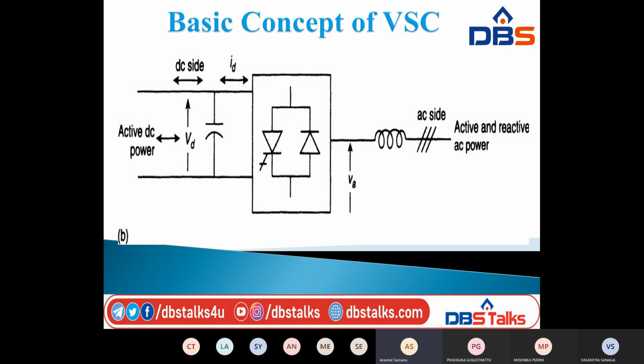For historical reasons it is often referred to as an inverter, even though it has the capability to transfer power in either direction. With a voltage source converter, the magnitude, the phase angle and the frequency of the output voltage can be controlled. Okay, so we have another diagram.